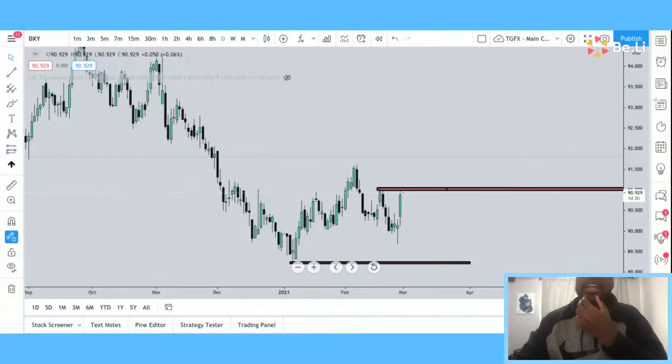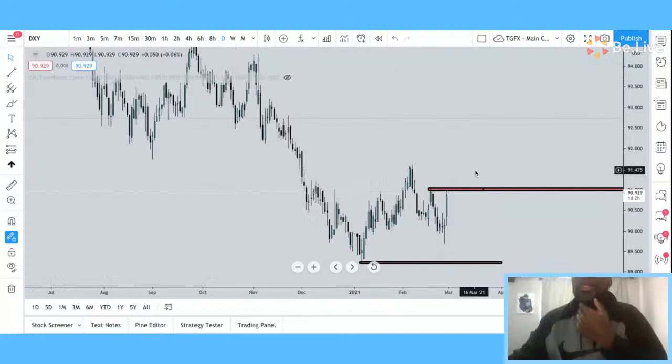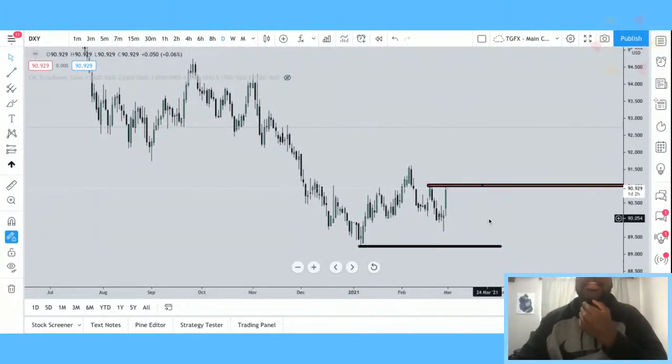All right, so I usually start my week off with the DXY. The reason I do that is because I mostly trade USD pairs. So I'm mostly trading EUR USD, AUD USD, and pairs like that.